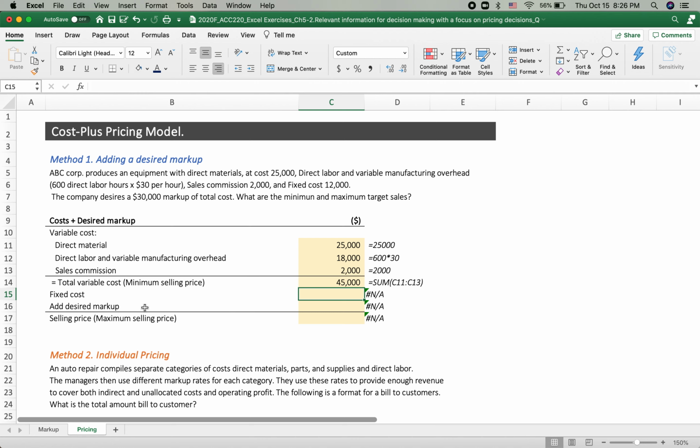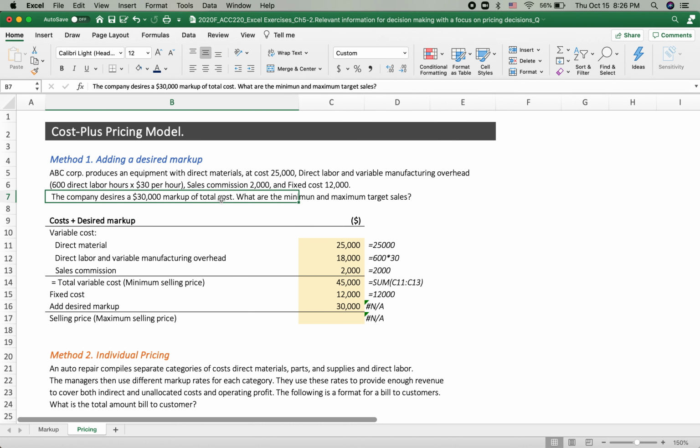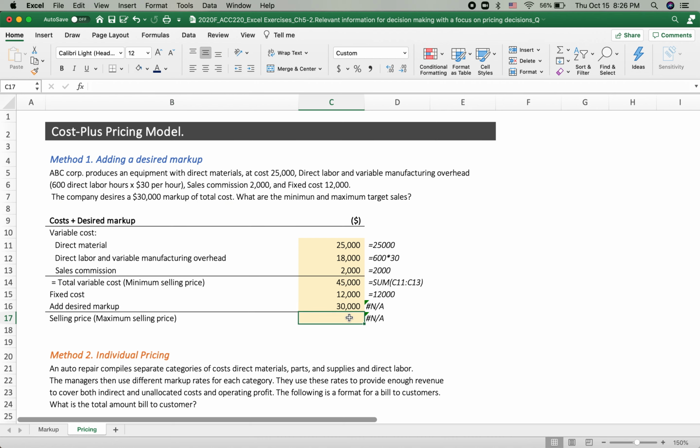And then add the desired markup, $30,000. Why do we put this $30,000 after the fixed cost? Because the company desires $30,000 of total cost. So this total cost is 45,000 and 12,000 plus the desired markup. The sum of the variable cost, the fixed cost, and the desired markup is 87,000, which is the maximum selling price that can be set.